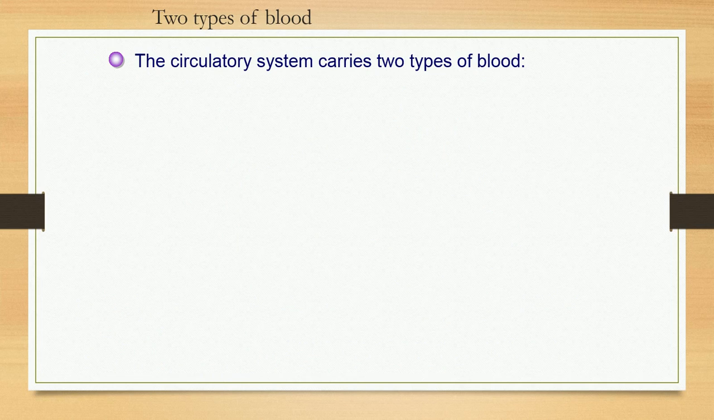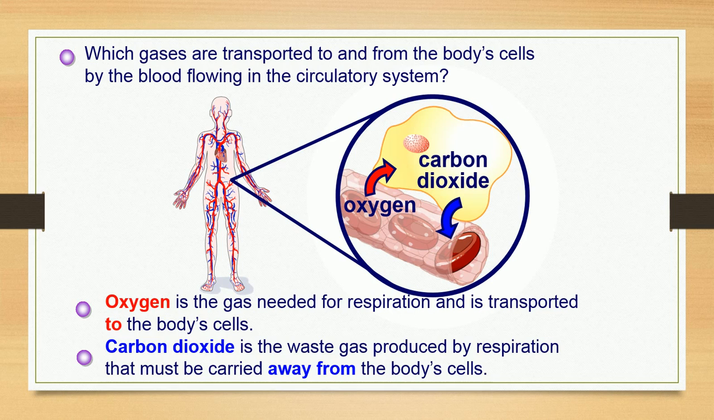Now we will talk about the circulatory system, which carries two types of blood.